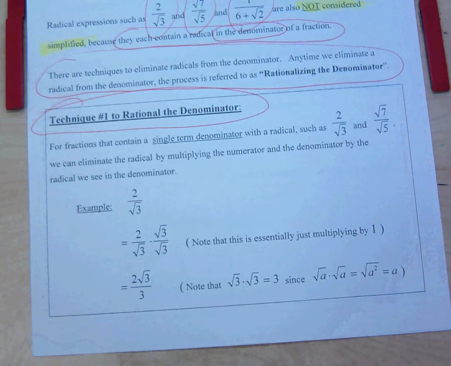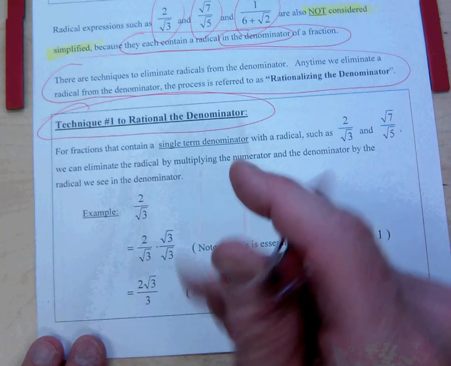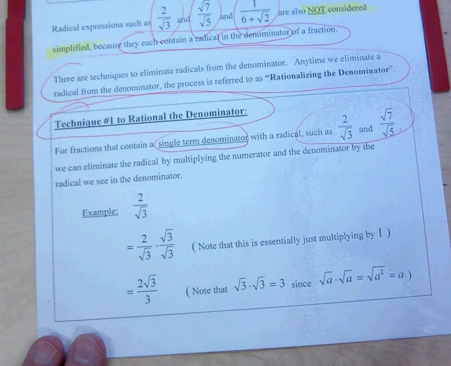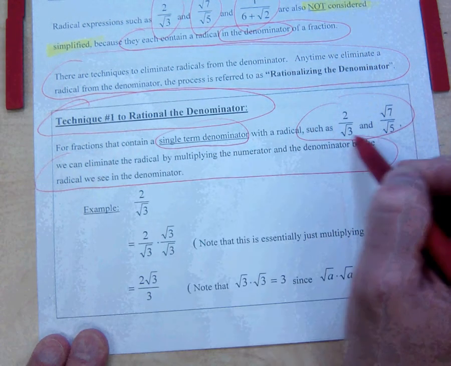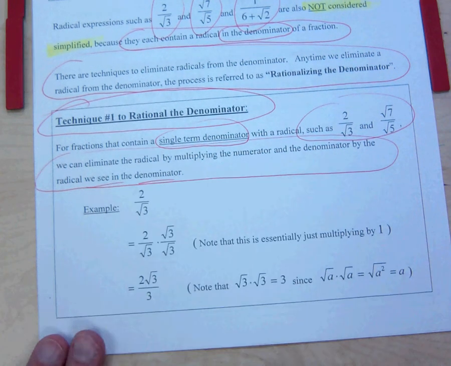All right, so what's the first trick here, Trevor? Read it. Fractions that contain a single term denominator with radicals such as 2 over the square root of 3 and the square root of 7 over the square root of 5. We can eliminate the radical by multiplying the numerator and the denominator by the radical we see in the denominator. Okay, so that's trick number 1.